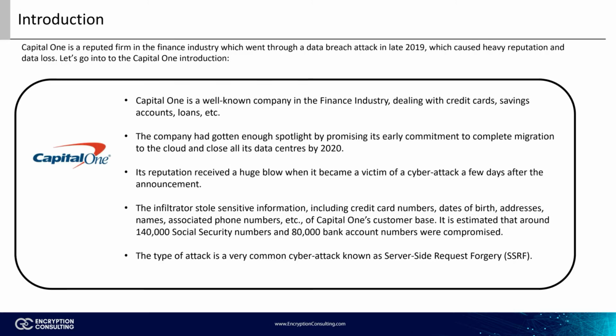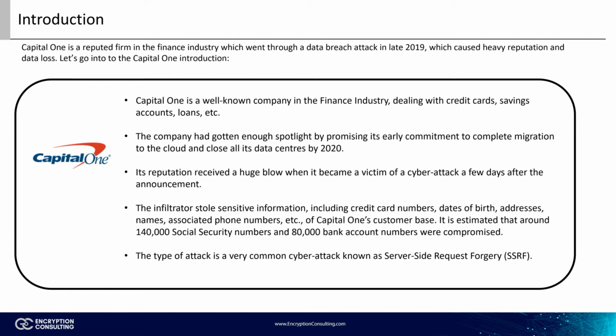The company Capital One is very well known in the finance industry. This company deals with lots of PII, or personally identifiable information, to provide services such as credit cards, savings accounts, loans, and more to its customers. The company got some public attention when it declared that it will move fully to the cloud and ditch all its data centers by the end of 2020.